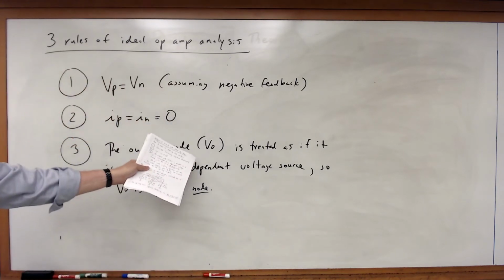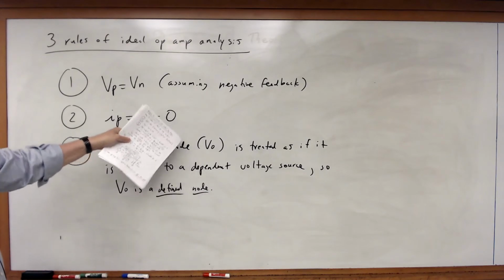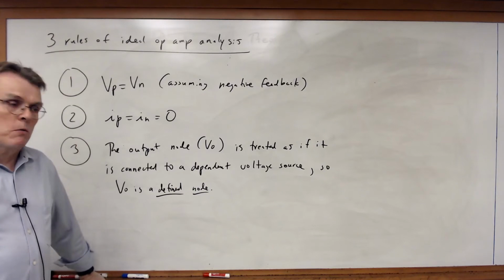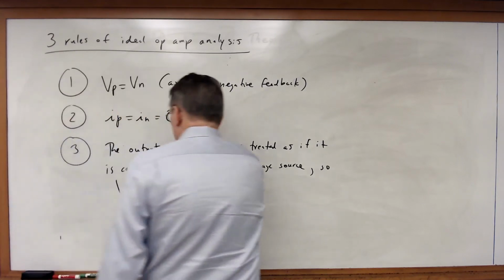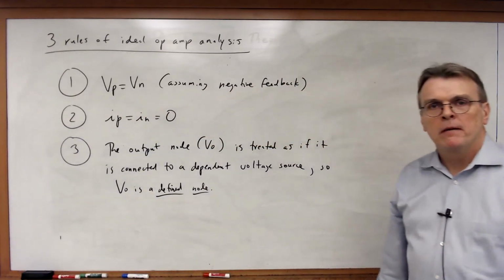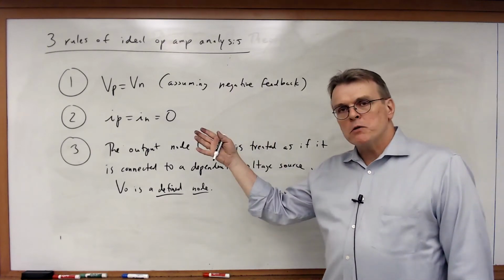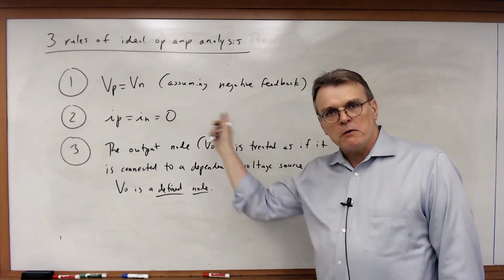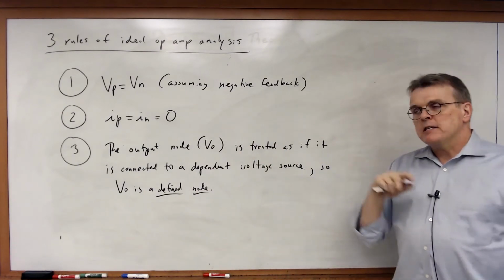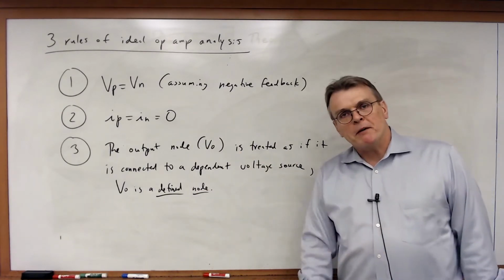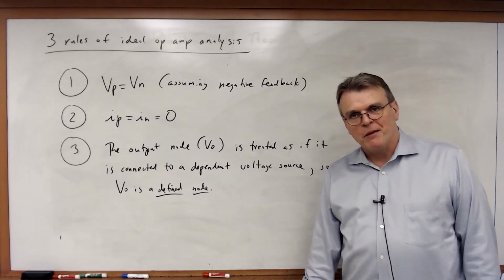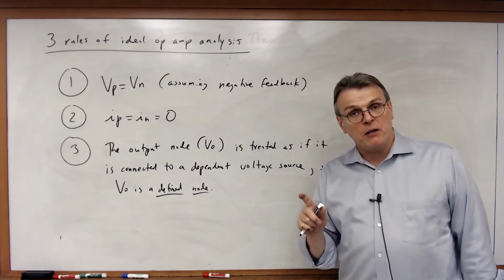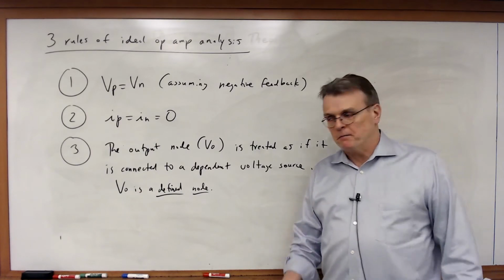So since V sub O, the output voltage, is treated as if that output node is connected to a dependent voltage source, then V sub O is a defined node. Whenever you have a voltage source, independent or dependent, connect a node to ground, then that node is defined. And since it's a defined node, what do we know about defined nodes from nodal analysis? You don't need to write KCL. You do not need to write a KCL equation for them in order to solve the circuit.